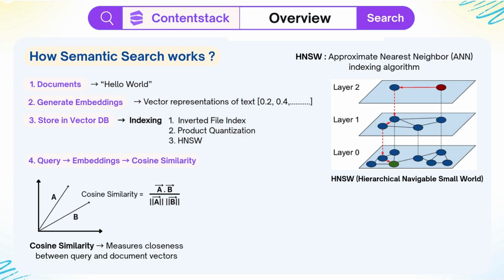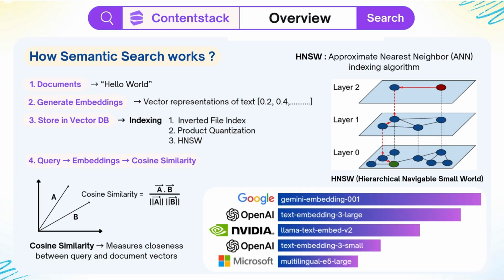And the third one is the choice of embedding models. I have tried all of them, and the most accurate result I got was from the Gemini embedding model 001, which is the latest model released in July 2025.